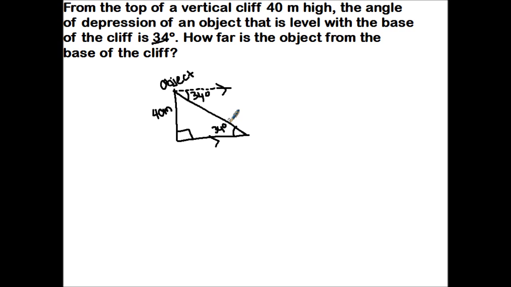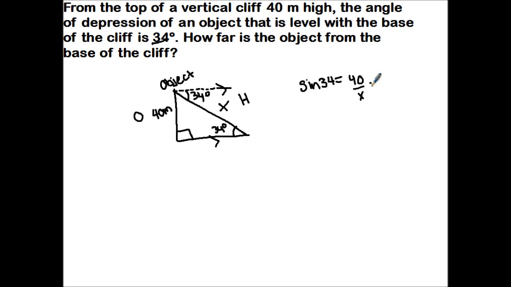Alright, what am I trying to find? How far is the object, okay, here's my object up here, from the base of the cliff. So I'm going to have to label this x. Alright, what's the trig function? Well, look at this angle within my triangle, 34. Unfortunately, this 34 up here is not going to help us. That's why we have to use these alternate interior angles. So, if I go from this angle here, it looks like I have the opposite side and the hypotenuse, so I must have to use sine. So we're going to say sine of 34 equals 40 over x.